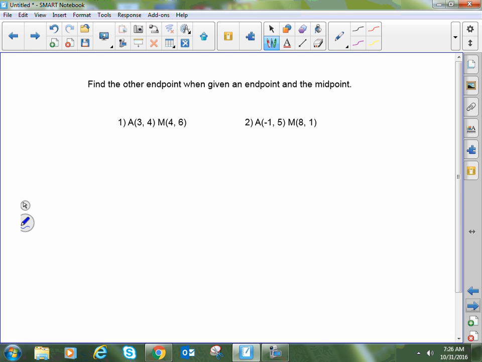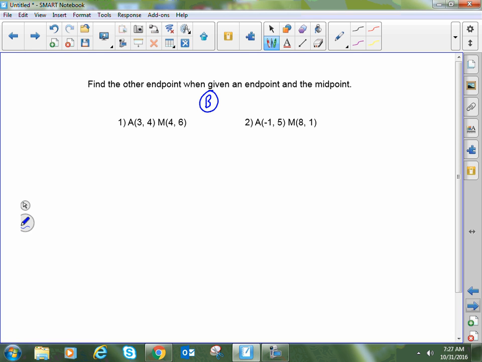Now this is the second skill that you'll be asked to do with the midpoint formula. If I give you the midpoint and one of the endpoints of a line segment, can you find the second point? So we'll go ahead and call the second point B, just to keep things simple here. We'll say we're working with segment AB.